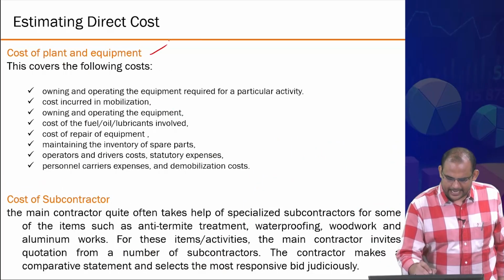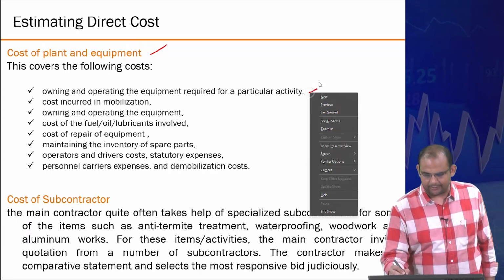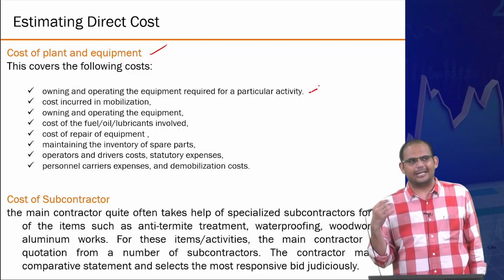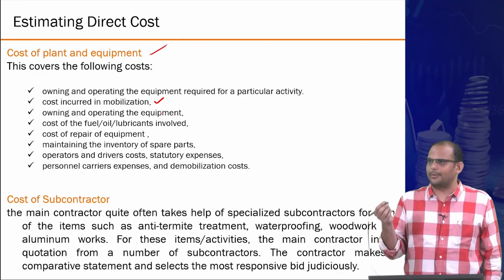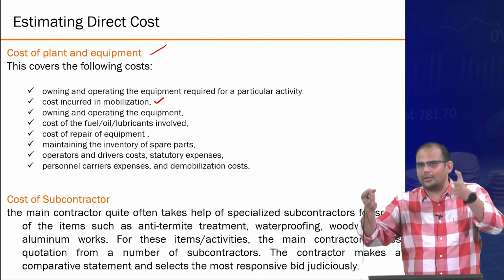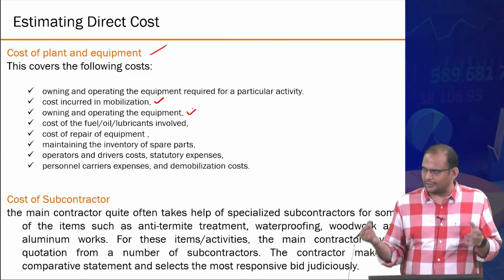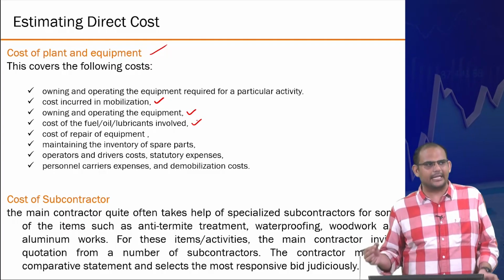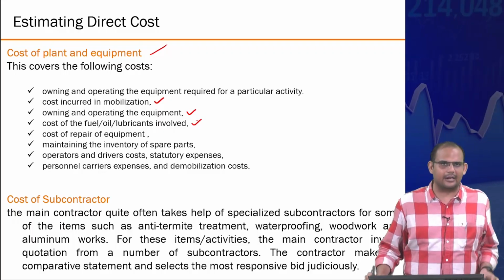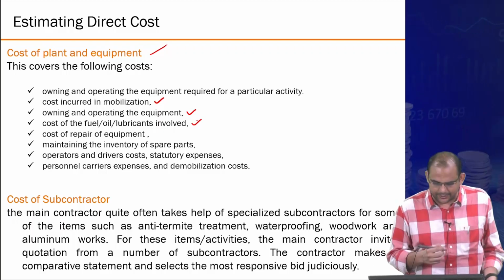Right, then cost of plant and equipment, it has many things. For example, of course, you are either owning or leasing, so that's the cost you require. Mobilization, sometimes you bring a machine and then you need to assemble it on site, so you need to have a cost built in for that. Operating, which is what you are paying the laborers for. Cost of fuel, oil, lubricants, all these machines require diesel or some sort of fuel source. Where's the cost of that going to go?